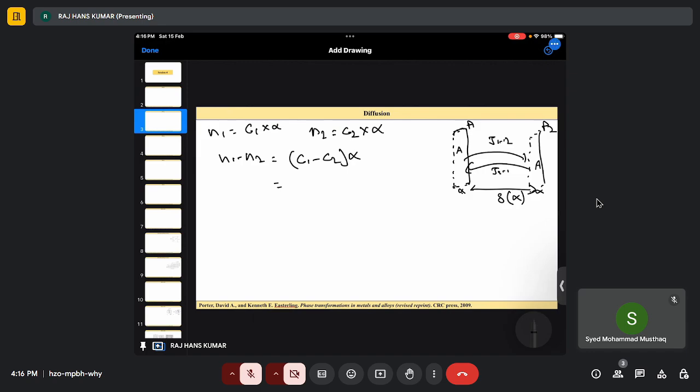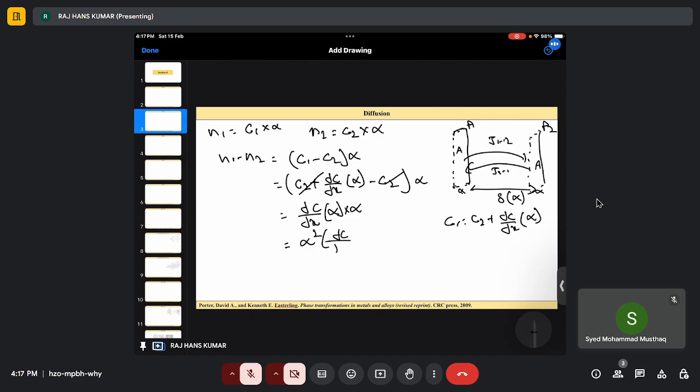Okay, so that will be C1 equals C2 plus dou C by dou X times alpha, right? Then substituting that here, so C2 plus dou C by dou X times alpha minus C2, right? So C2 gets cancelled out, so dou C by dou X times alpha times alpha, then this will be equal to alpha square dou C by dou X.